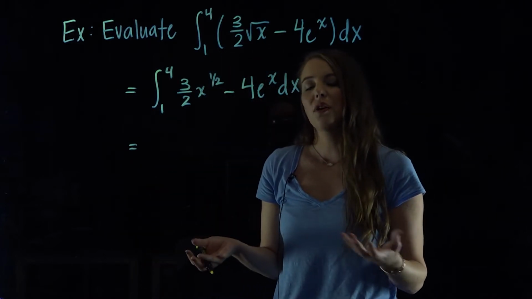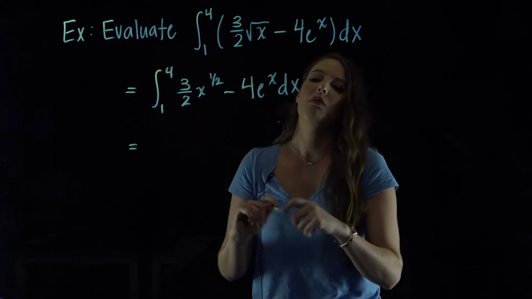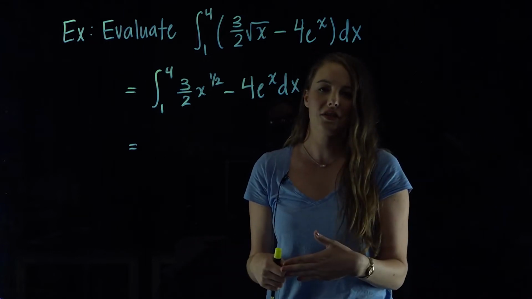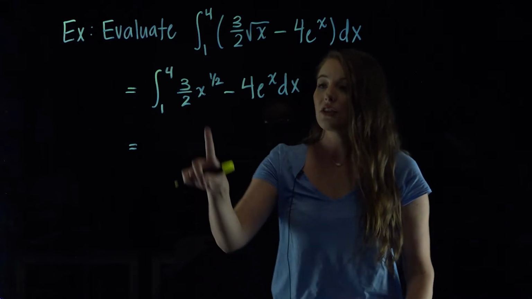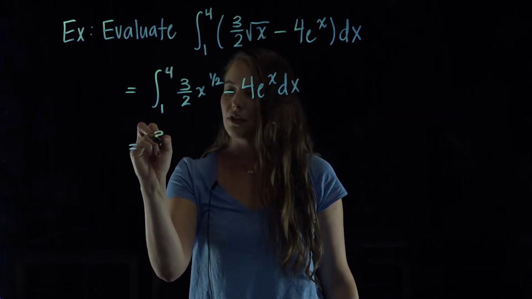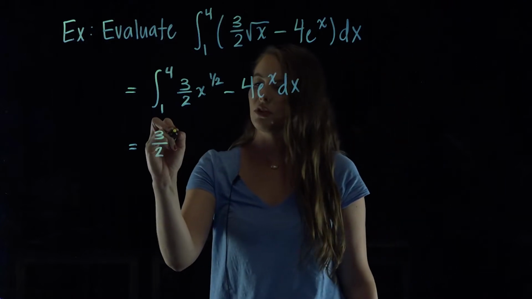This function that we're trying to integrate is comprised of two terms that are subtracted. Whenever you have multiple terms that are added or subtracted, you can find the antiderivative of each term separately. So we're going to focus on this term first. 3/2 is a constant multiplier, so it will remain in my antiderivative as a constant multiplier.